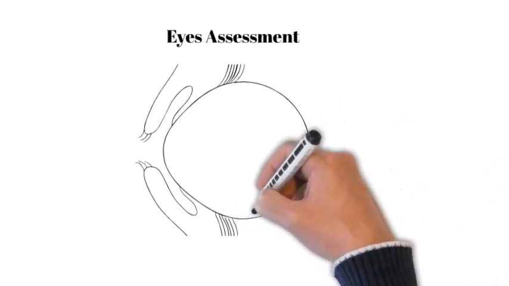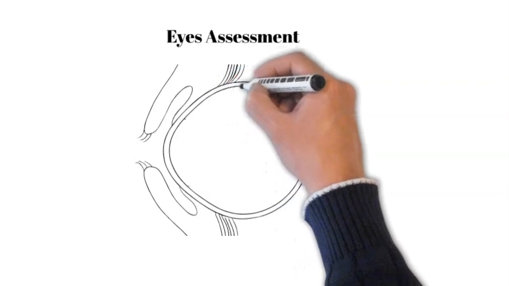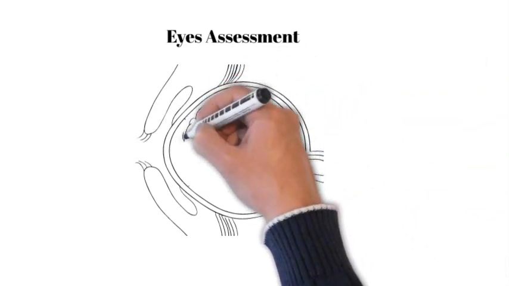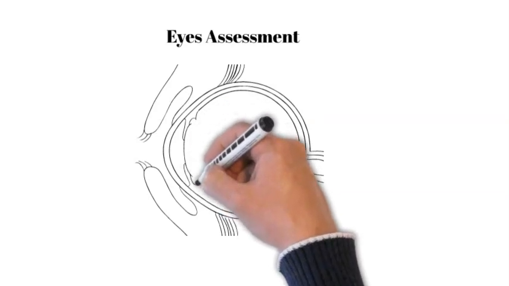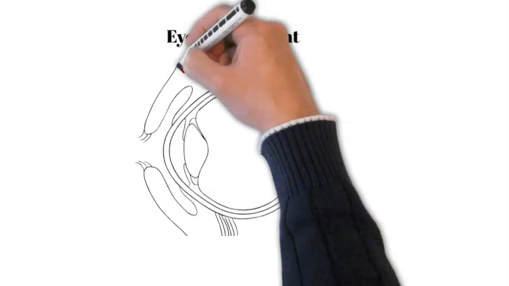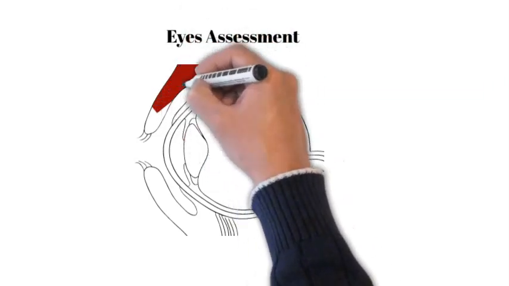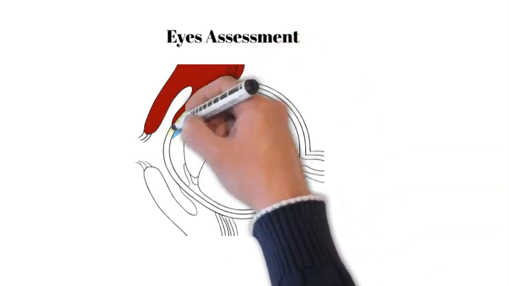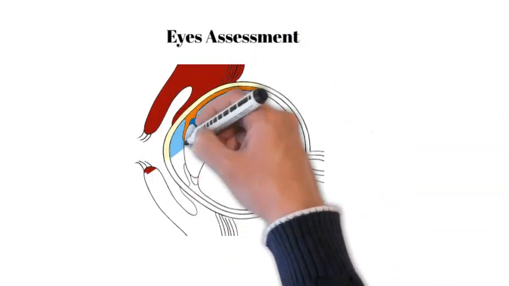Exophthalmos, bulging of the eyes. Enophthalmos, sunken appearance of the eyes. Ptosis, drooping of the eyelid. Conjunctivitis, inflammation of the conjunctiva, or the clear membrane that covers the white part of the eye. Sclerolicterus, yellowing of the sclera, or the white part of the eye, due to excess bilirubin in the blood.